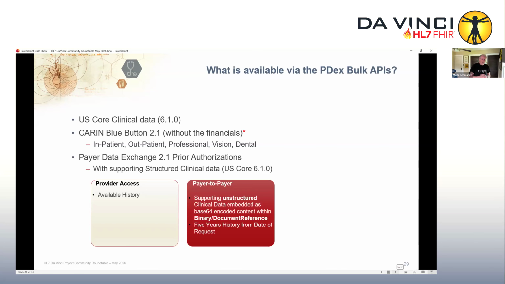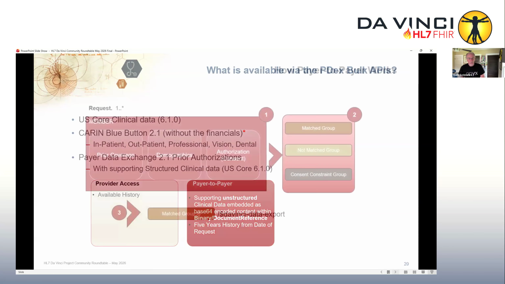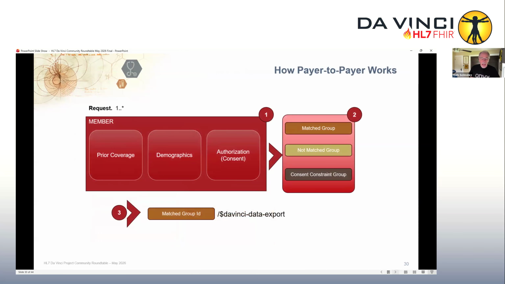So the question is, how do you get to use them? So Casey, if we can go to the next slide, we'll start with how payer-to-payer works. Now, this is going to be basically unchanged in the STU 2.2 version. And it's really a two-stage process. The first thing is I'll call it the new plan and the old plan. Okay, so I go to my new plan and I say, yes, I want you to get my information.